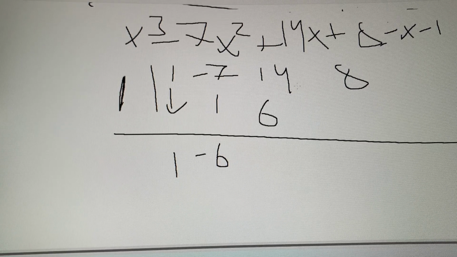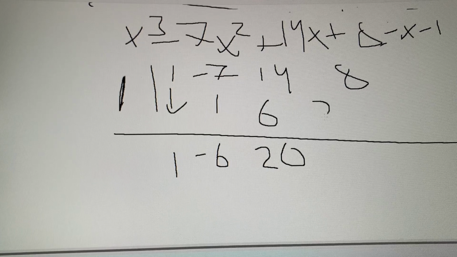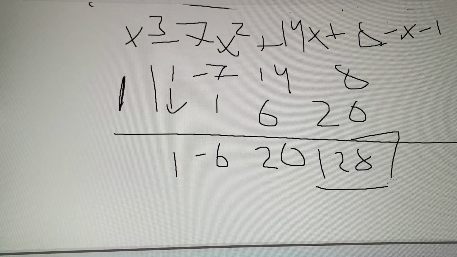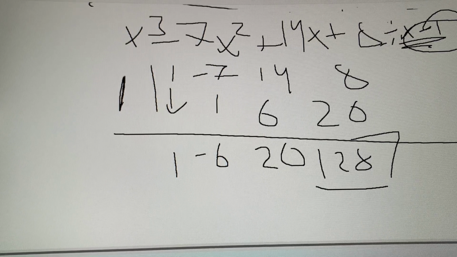6 plus 14 is going to equal 20. 20 times 1 is going to equal 20. 20 plus 8 is 28. So this doesn't work. So now we can say that x minus 1 is not a factor of this polynomial. Okay, let's do another one. We're going to try 2x to the third minus 5x squared minus 4x plus 3.